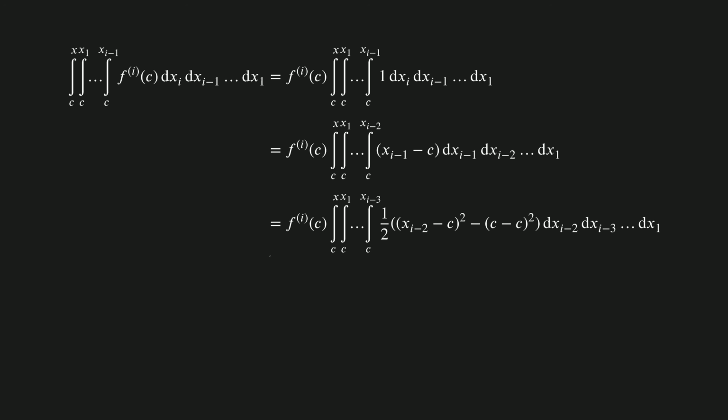Each time we integrate, we raise the power by 1 and then divide by the new power. So after integrating i times, you'll end up with (x minus c) to the power of i divided by i factorial. And this is how Taylor's polynomial is usually presented, although personally I find the integral form makes it more obvious what's going on.